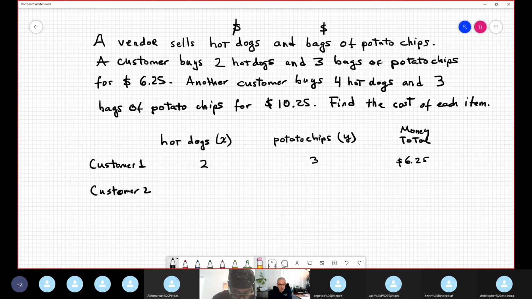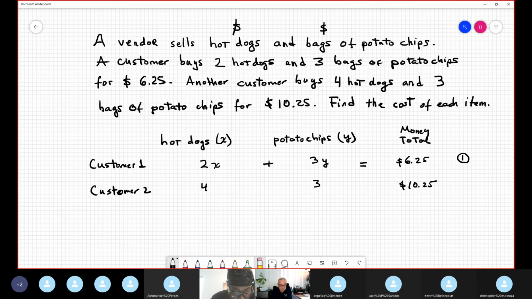The condition for the second customer is four hot dogs and three potato chips, and the money spent is $10.25. The only thing you should do to convert this table to an equation is multiplication: the number of hot dogs multiplied by the unit price of the hot dog, plus the number of potato chips multiplied by the unit price of the potato chip, put together by addition, equals the total. And this is my first equation.